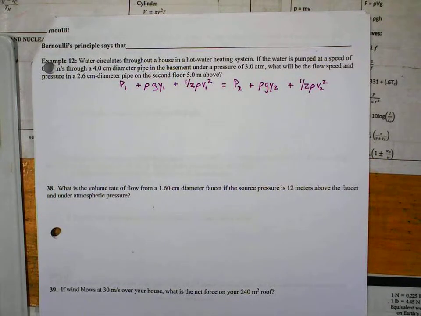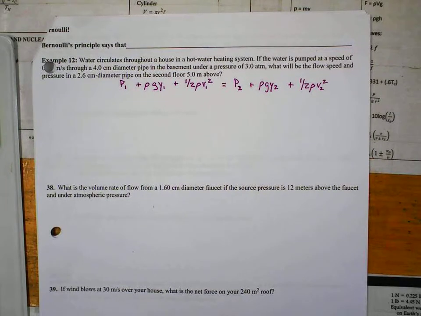Water circulates throughout a house in a hot water heating system. If the water is pumped at a speed of 0.5 meters per second through a 4 centimeter diameter pipe in the basement under a pressure of 3 atm, what will be the flow speed and pressure in a 2.6 centimeter diameter pipe on the second floor?